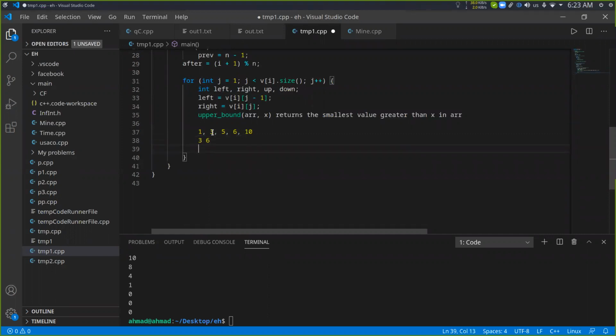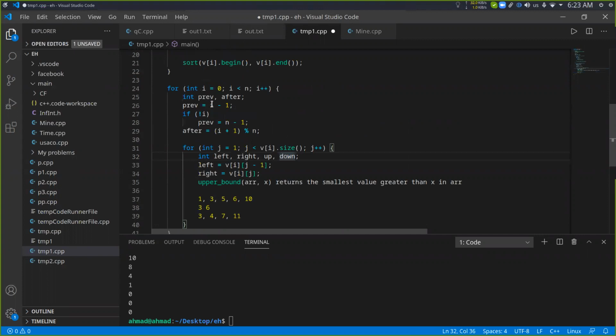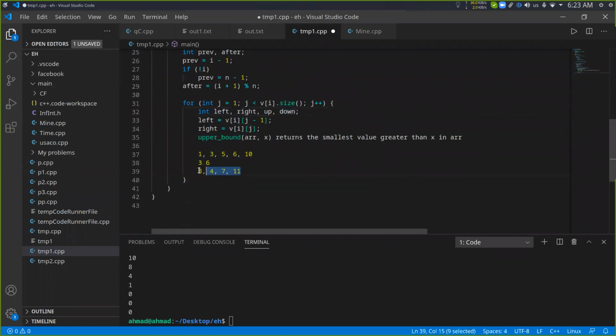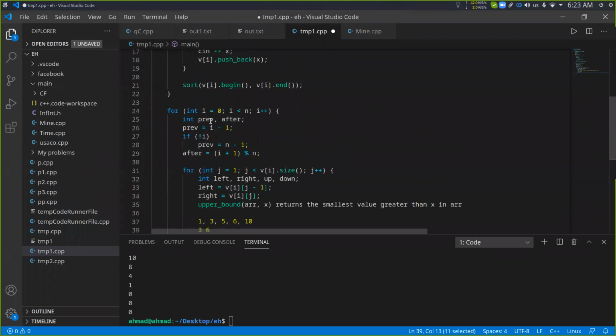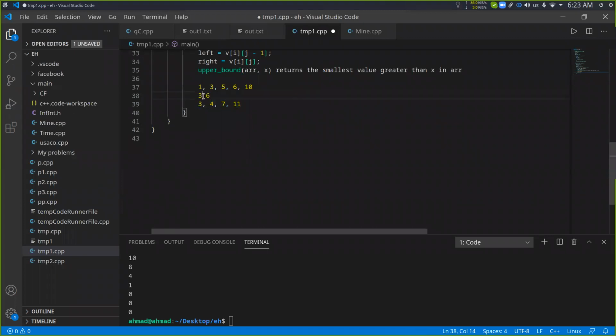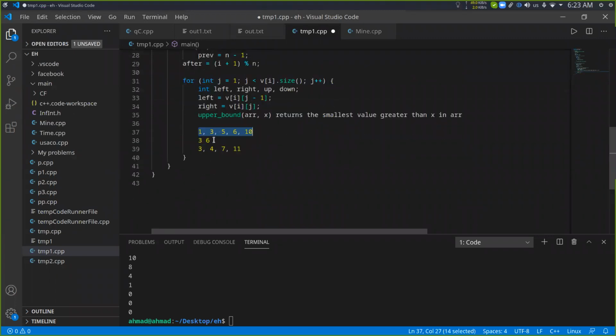And for the after, we have 3, 4, 11, for example. Okay, and note that they are sorted. So to count the number of bridges between 3 and 6 in the previous and after, I'll store it at up and down. Up will be the previous, and down will be the after. Okay, so let's check the previous array.